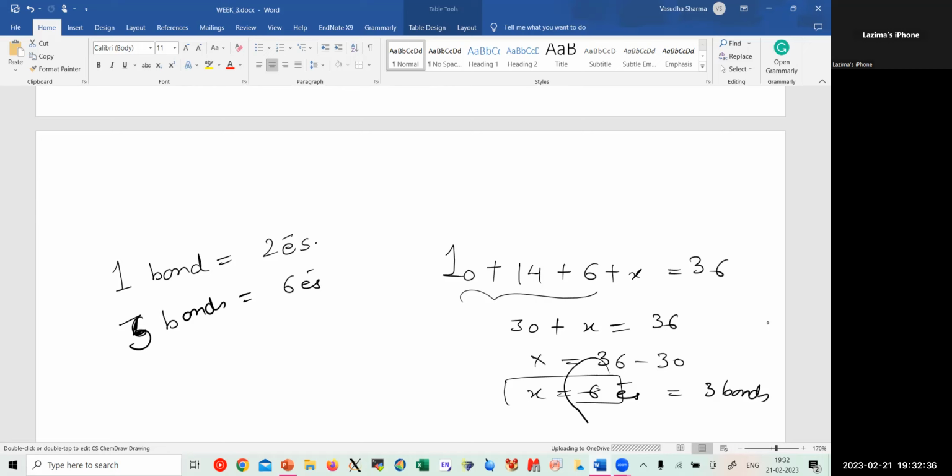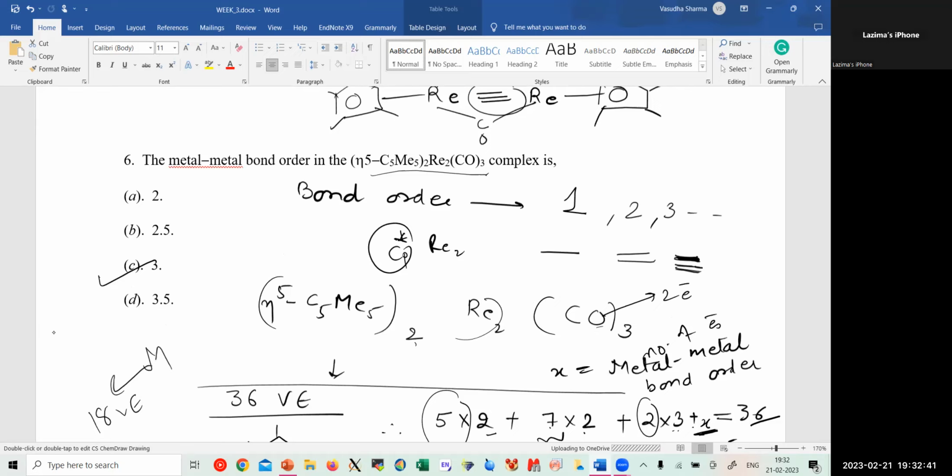So since you have six electrons, therefore the metal-metal bond order becomes three. That's why the answer is three. Is it fine? Are you able to understand it? If you don't know the structure, how do you calculate this?